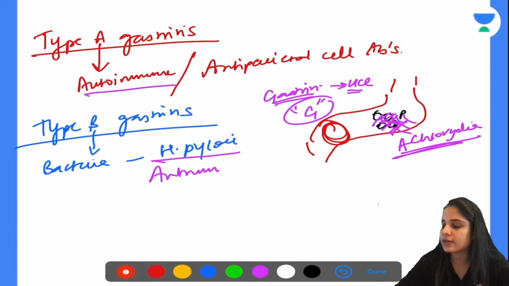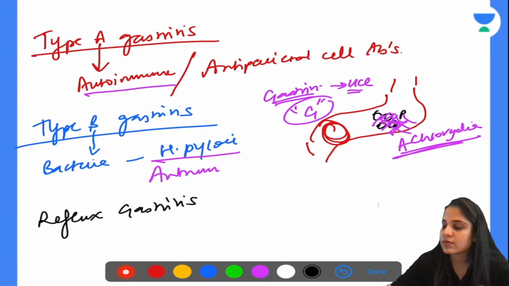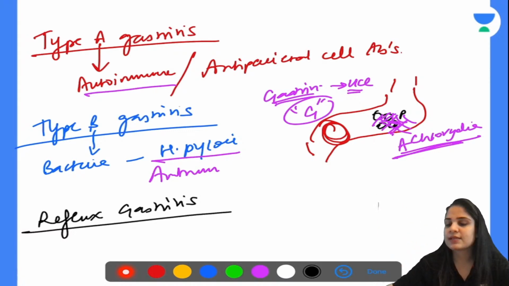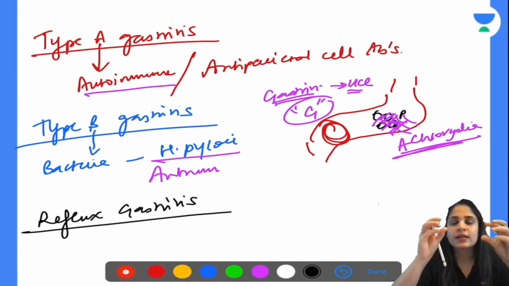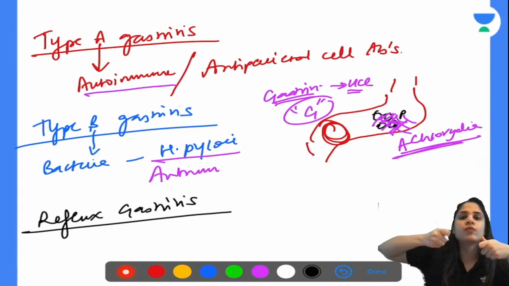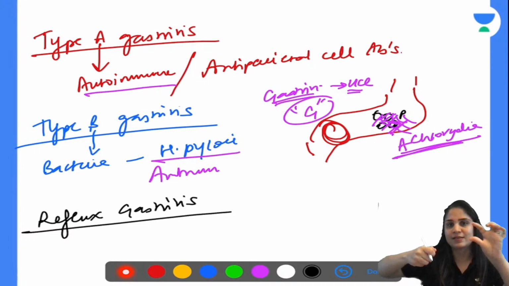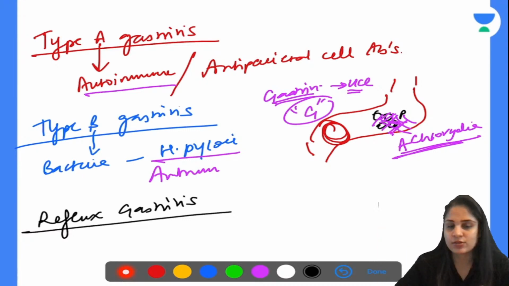The third type of gastritis that we have is reflux gastritis. Any idea, reflux gastritis usually occurs when? A is autoimmune, B is bacteria. Reflux gastritis is always after a surgery. Remember that. If you do a gastric surgery and you cut the stomach short, then because of the shortened stomach, the gastroesophageal junction will move up through the hiatus. That will lead to reflux gastritis. Basically, it is nothing but GERD, and this GERD is after gastric surgery.